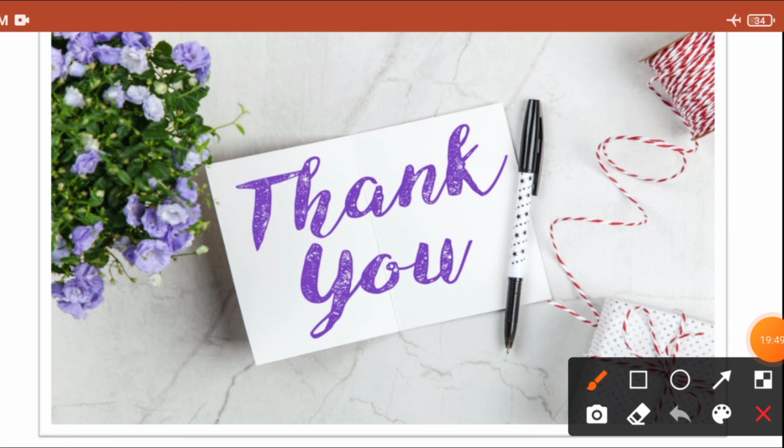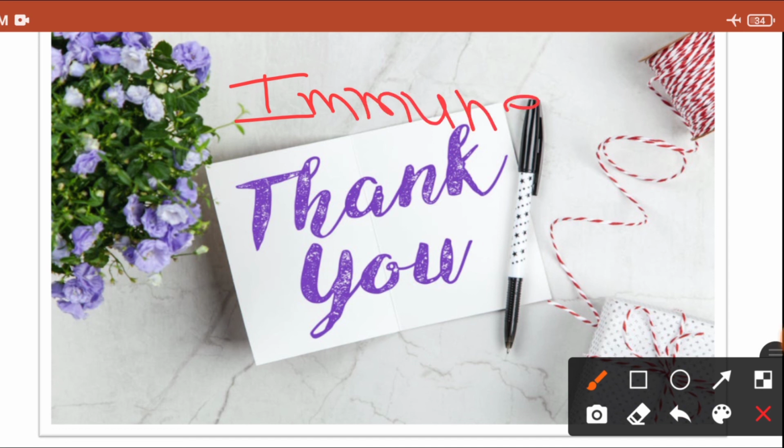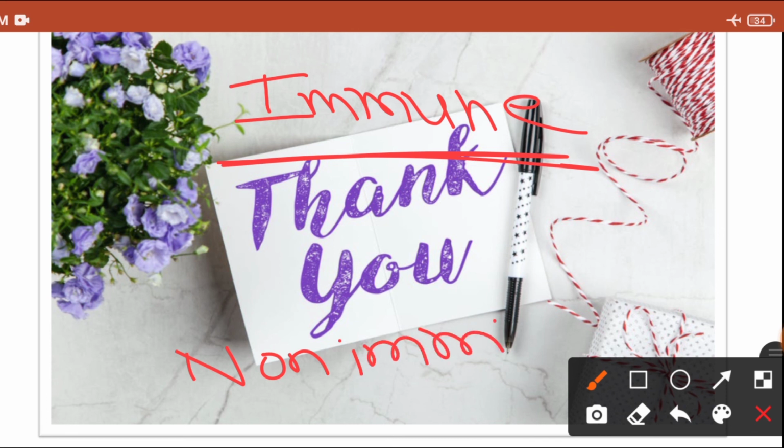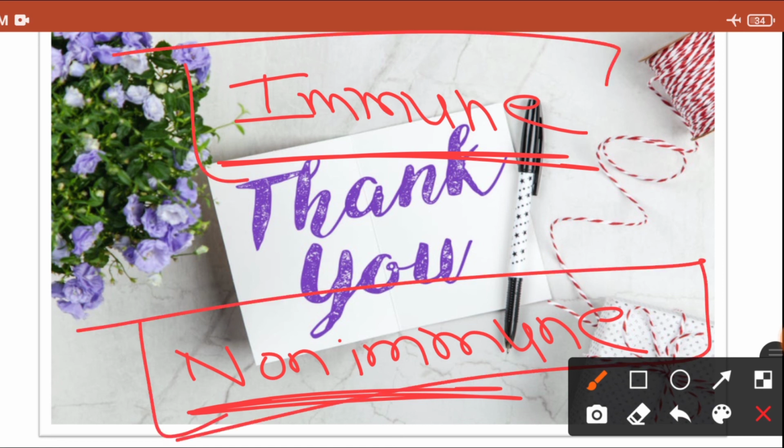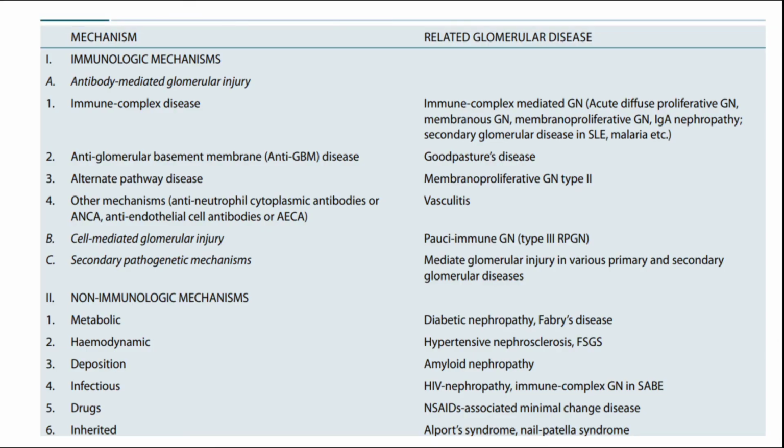To sum up, the glomerular injury could be immune mediated or it could be non-immune mediated, right? The examples of immune mediated are immune complex deposition and anti-glomerular basement membrane antibody formation, right? Cell mediated, alternate system activation, etc. While non-immune includes diabetes, hypertension, infection, drugs, etc. So this is all about the pathogenesis of glomerular injury.